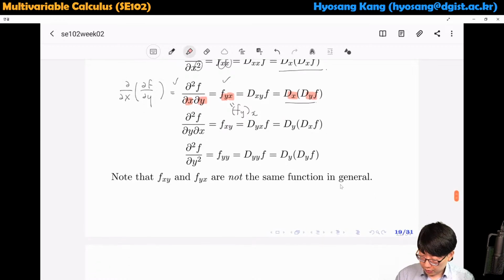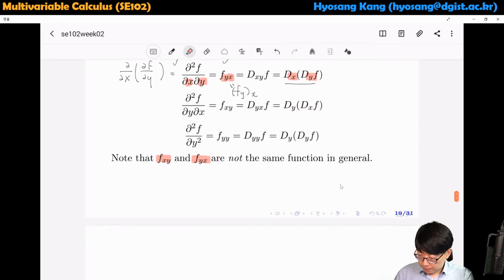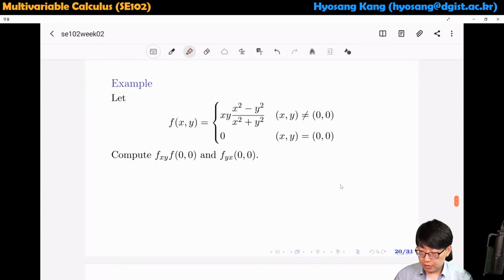So why does the order matter? Because in general, if you take fxy and fyx, they can be different functions, and you get different values. Usually it has the same value and gives the same function. But there are examples of functions where the values of the second order derivatives are not the same. Here's an example. Let's try to get the partial derivatives of these two functions.